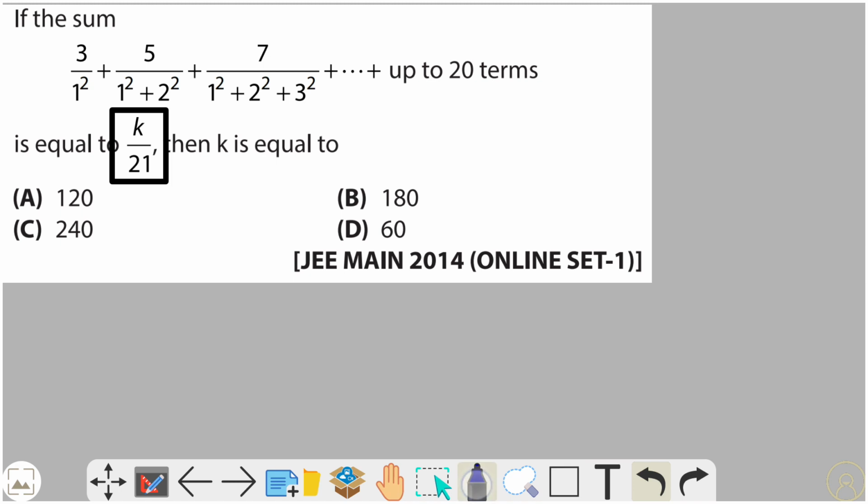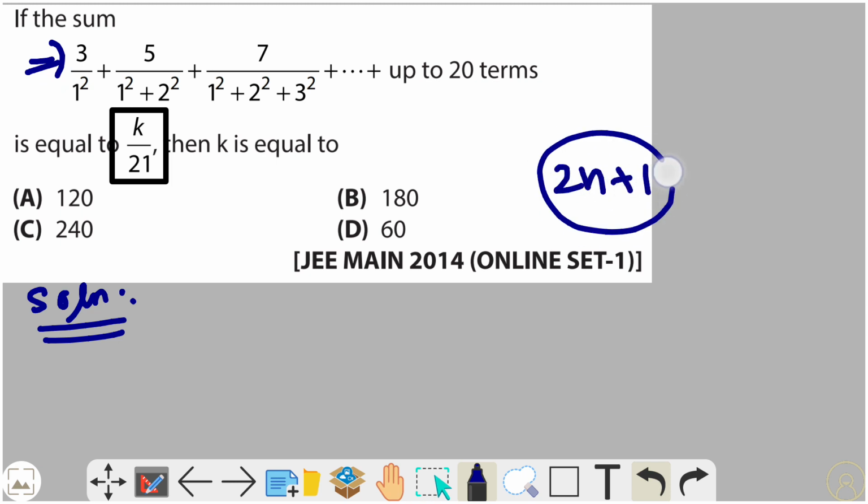Solution. So look at the numerator values 3, 5, 7 etc. This is the general term 2n plus 1. Look at the numerator: the numerator is 2n plus 1, the general term. Denominator: we all know that the sum of squares is n into n plus 1, into 2n plus 1, divided by 6.